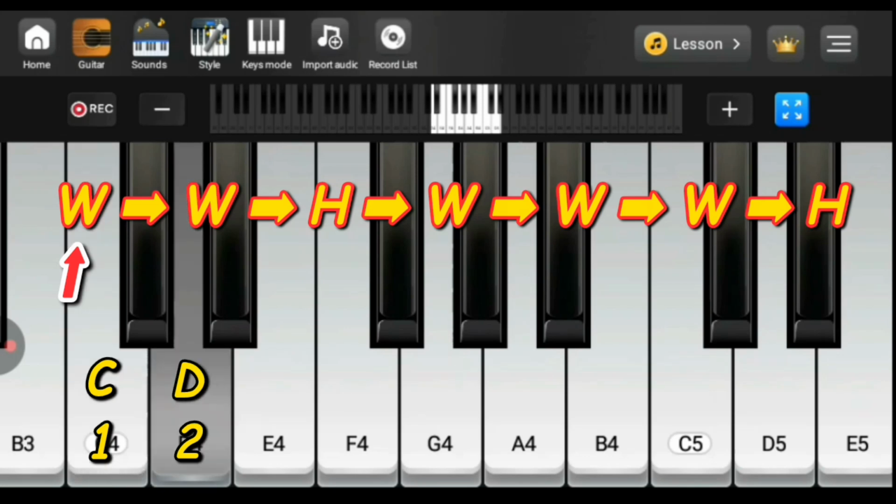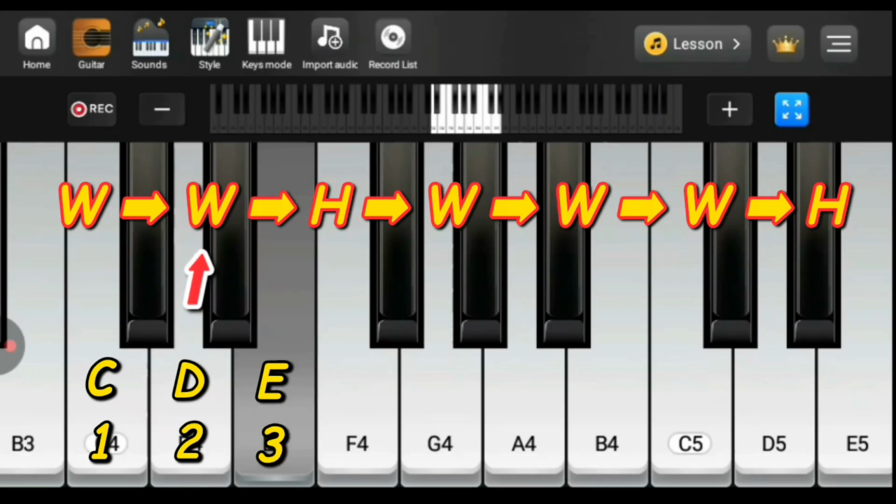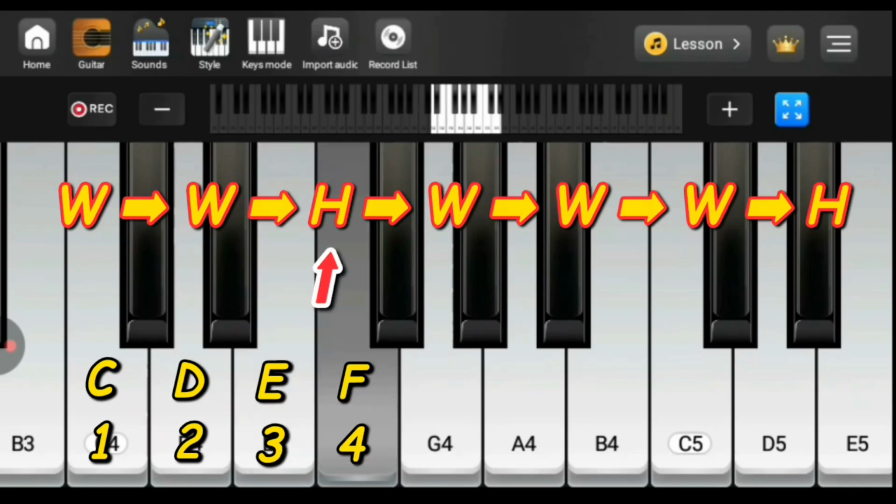Now the formula says after the whole step, we are moving another whole step. So from D, we are moving another whole step, which is E. That's the third note in the scale. So from E, the formula says we move a half step. So from E, we move to the next nearest note, which is F. That's our half step.